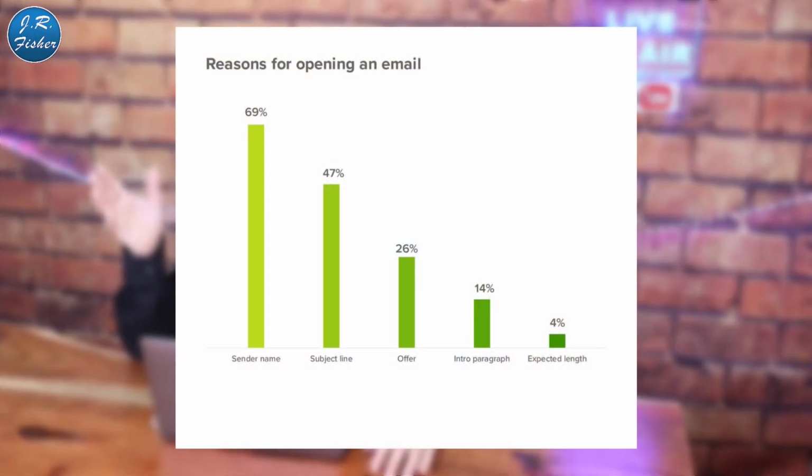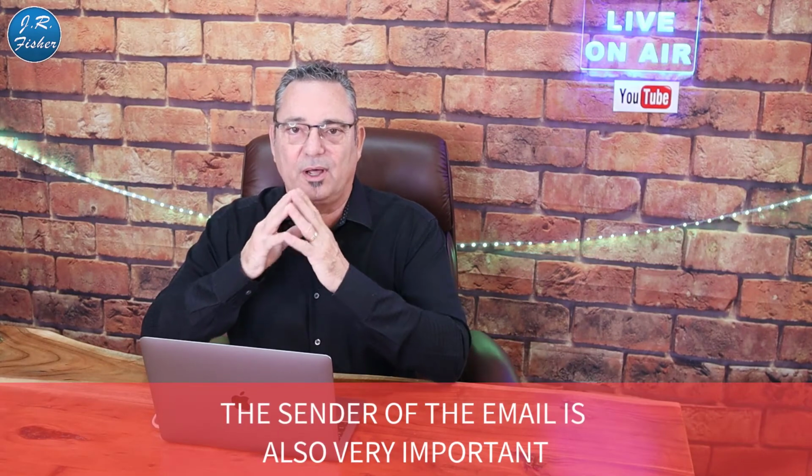Sender's name 69%, subject line 47%, offer 26%. So even if you've got a great offer, that's not going to get them to open. Intro paragraph 14%, and expected length 4%. So they don't even consider that. The sender of the email is also very important.